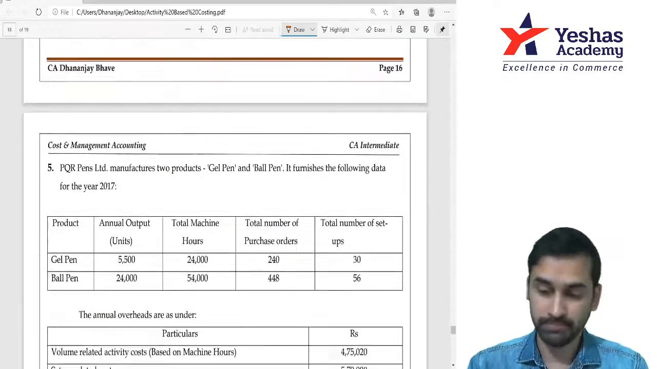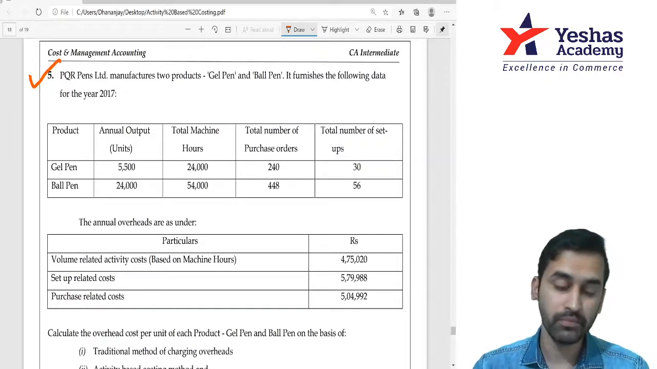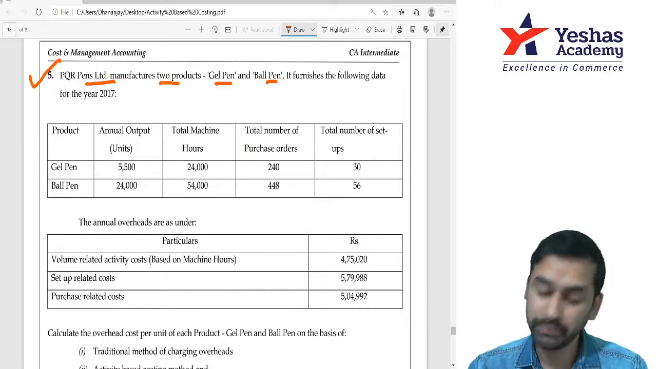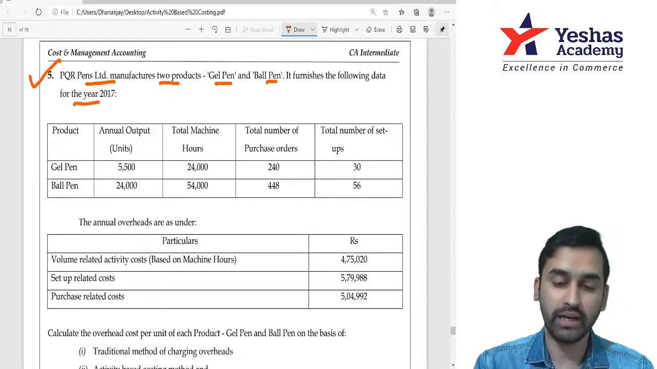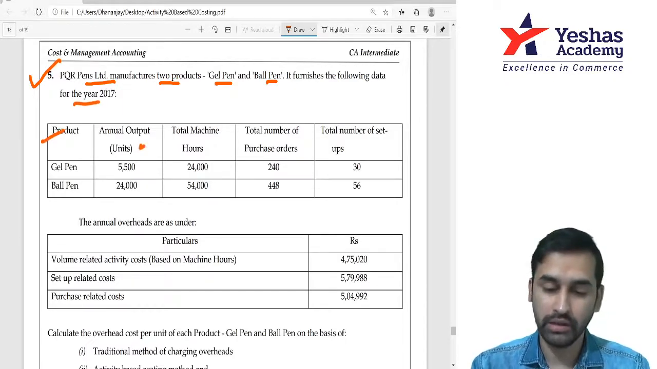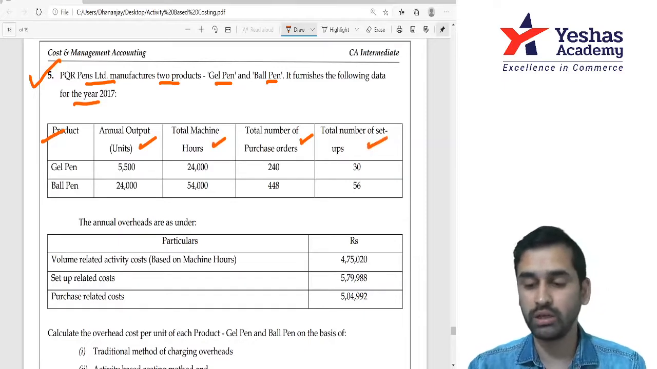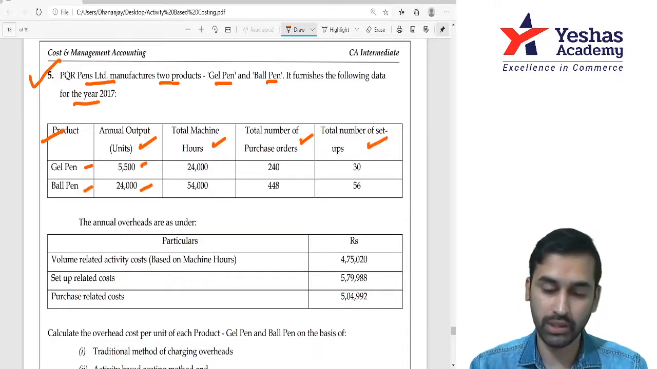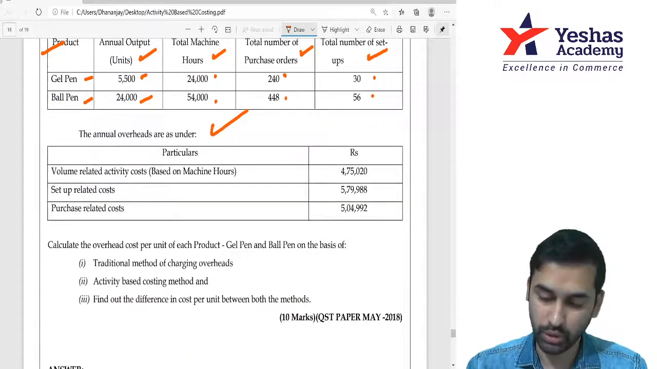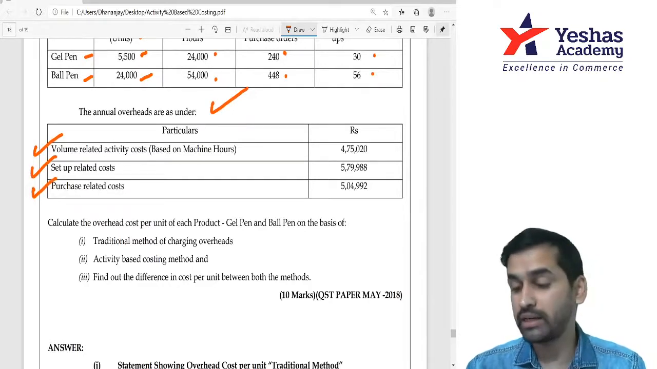Chalo, one more question. Question number 5. PQR Pens Limited manufactures 2 products, gel pen and ball pen. It furnishes the following data for the year 2017. Product, output, machine hours, total number of purchase orders, total number of setups, for gel pen and ball pen. Units given, all details are properly given. Annual overheads are also given to you. Volume related activity, setup related activity, purchase related activity.